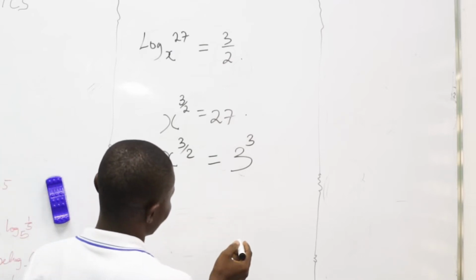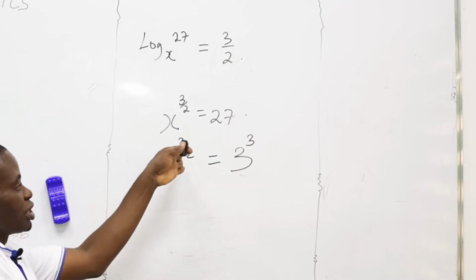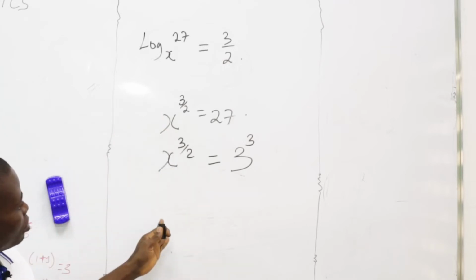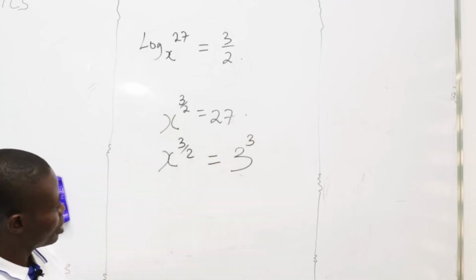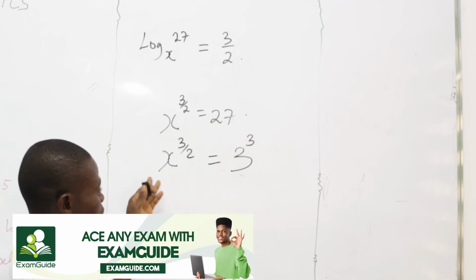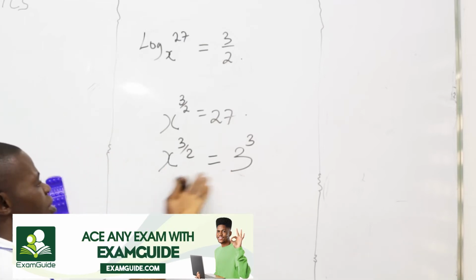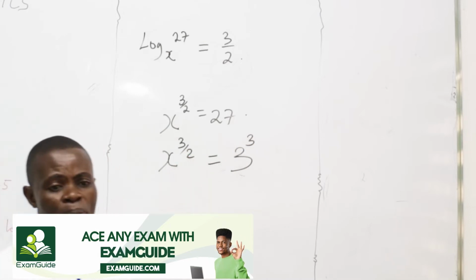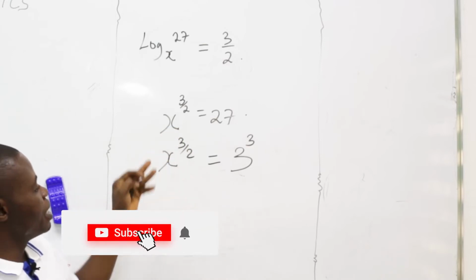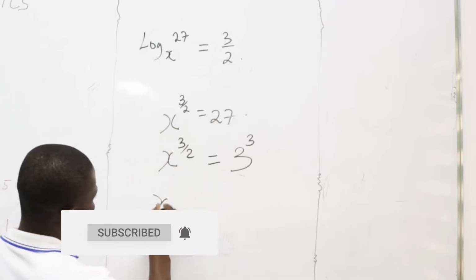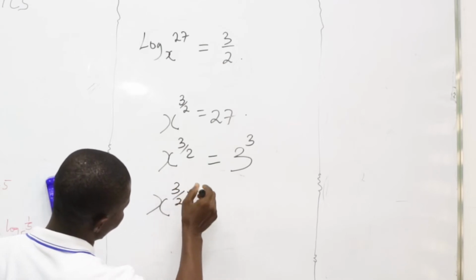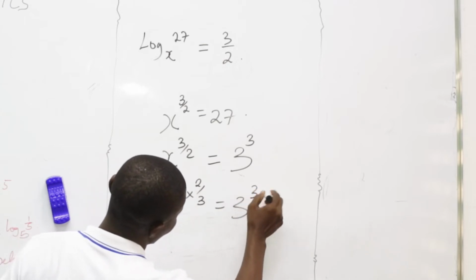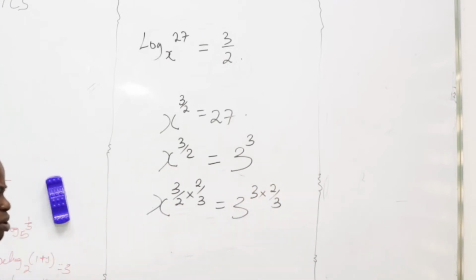So what next? This is a challenge. You have x power 3 all over 2 equals 3 power 3. In indices, the base must be the same for you to do something, and now they are not the same. What do you think you can do? The only solution is to apply the multiplicative inverse. So how do you do that? x raised to the power 3 all over 2 multiplied by 2 all over 3 equals 3 power 3 multiplied by 2 all over 3.